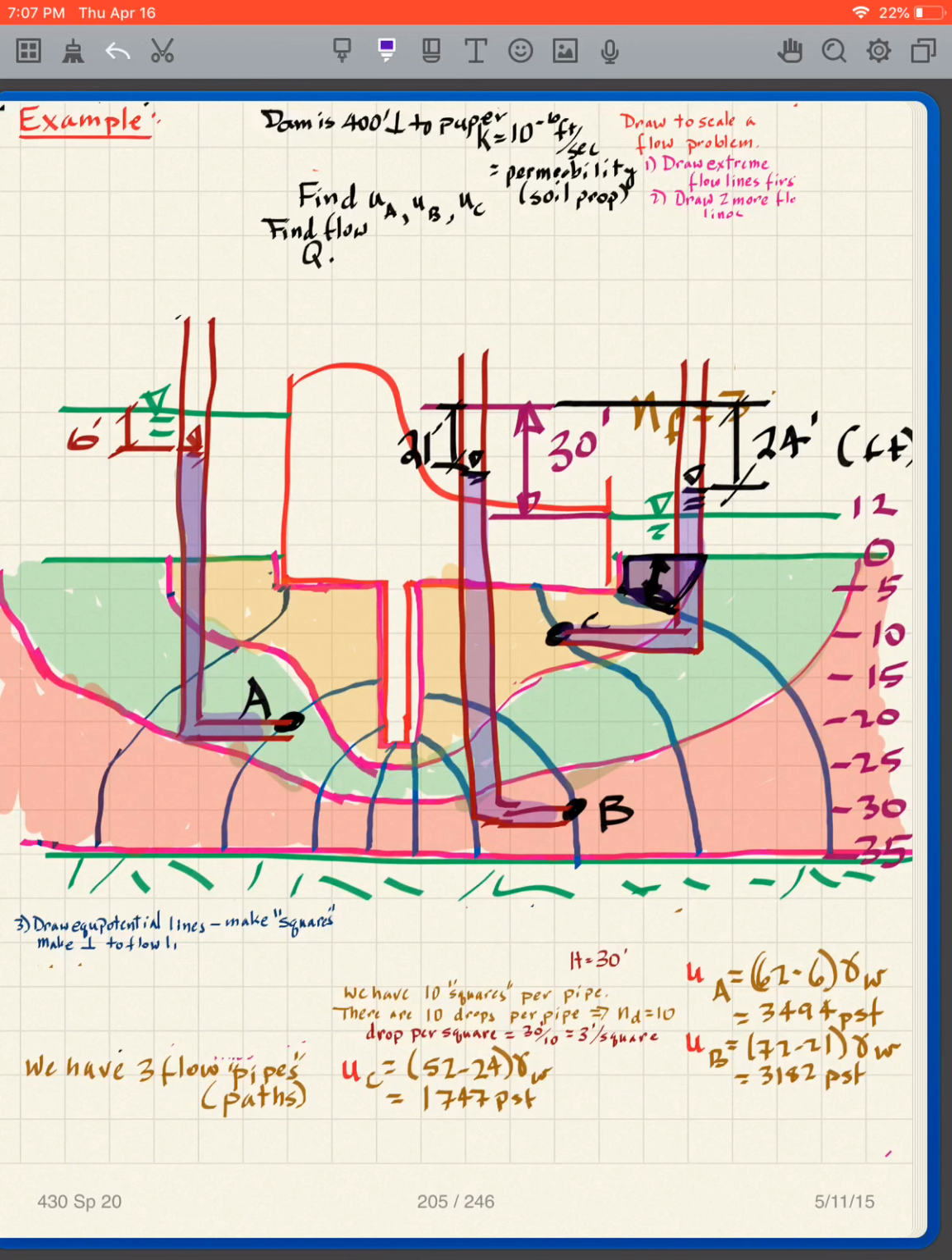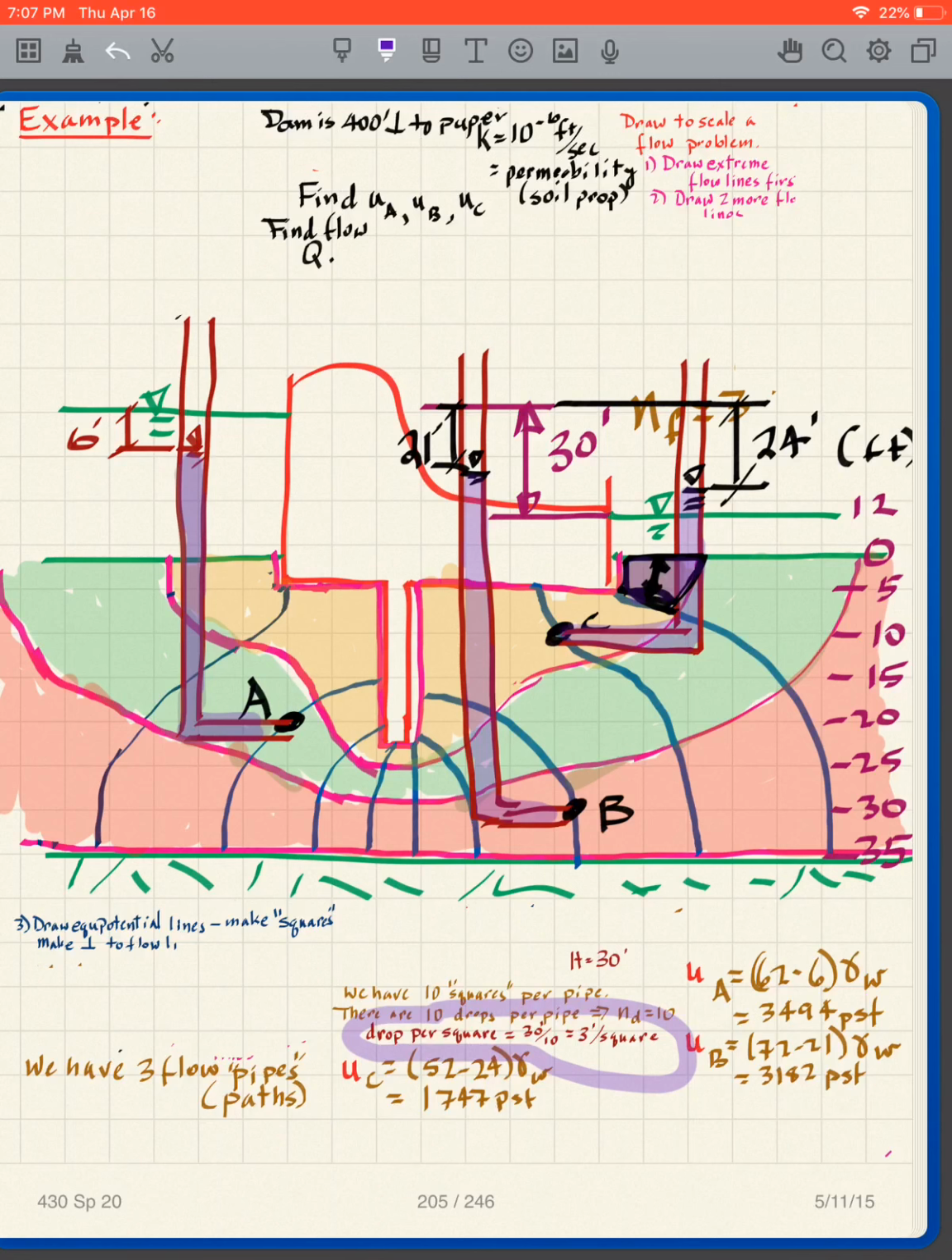Now, what does that mean? That means that we are going to compute the drop per square. Well, the total drop is 30 feet. There are 10 squares, so I take 30 feet over 10, and that means the drop is 3 feet per square.